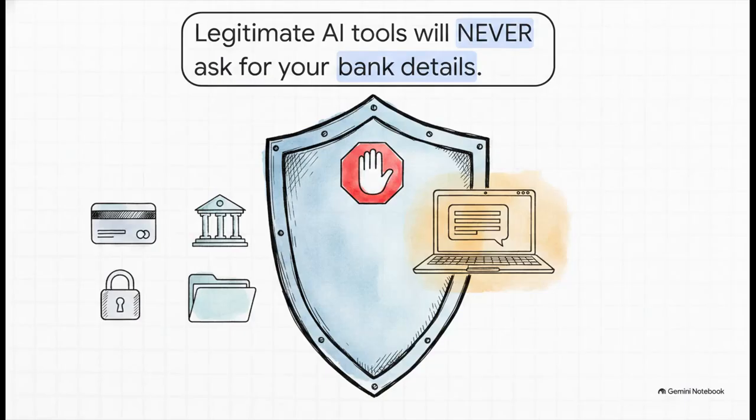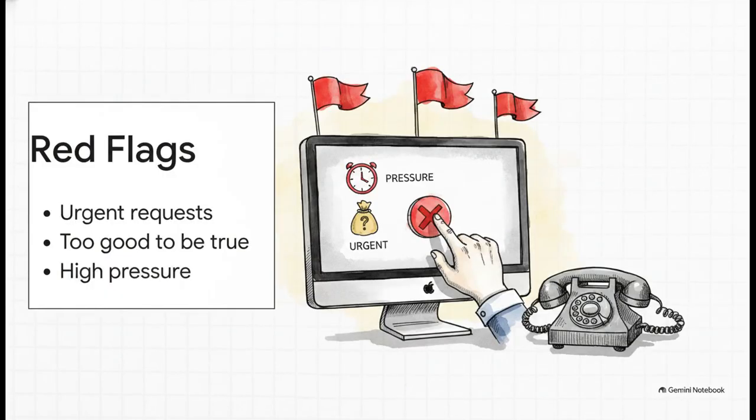The guide is incredibly clear on this next vital rule to protect yourself from scammers. Legitimate AI tools like ChatGPT, Gemini, or Copilot will absolutely never, under any circumstances, ask for your social security number, your credit card, or your bank details. If a chat box is asking you for financial information, you are not talking to a real AI assistant. Plain and simple. So here are a few specific red flags to keep an eye out for.